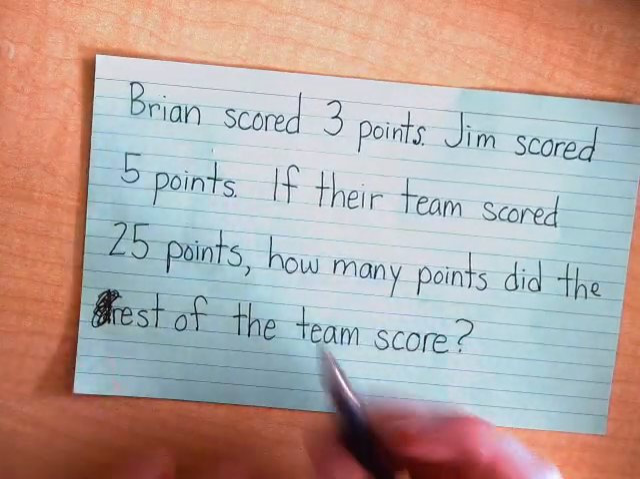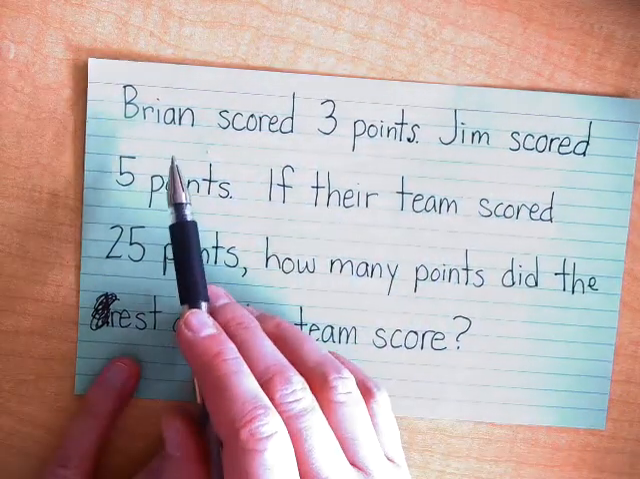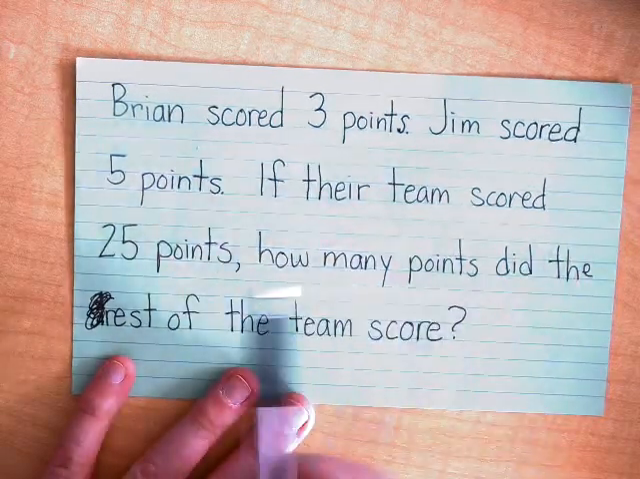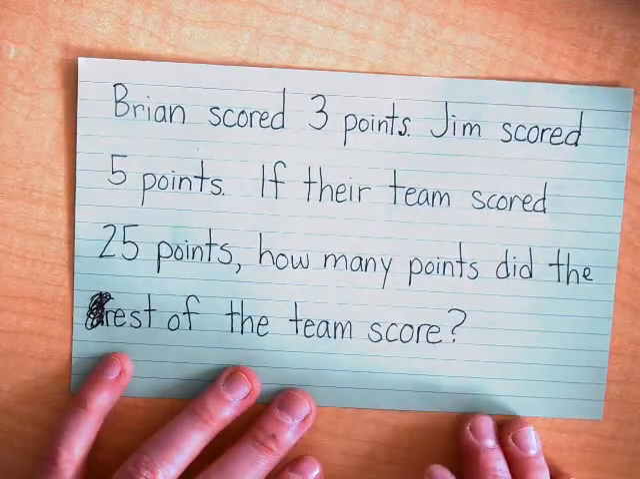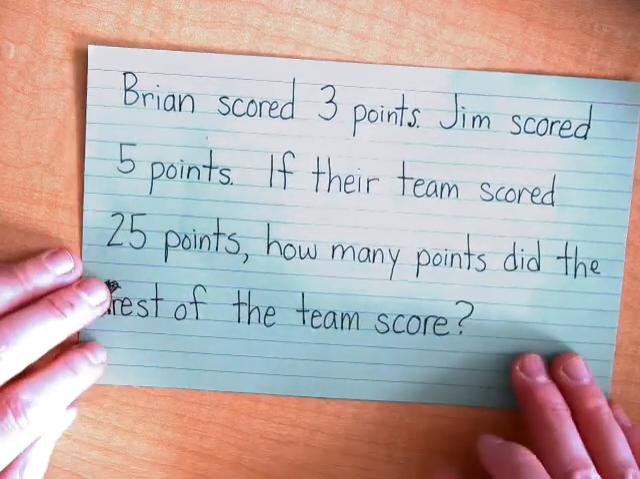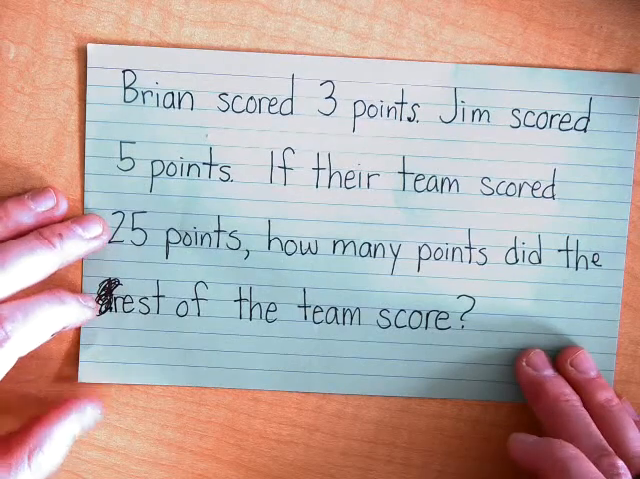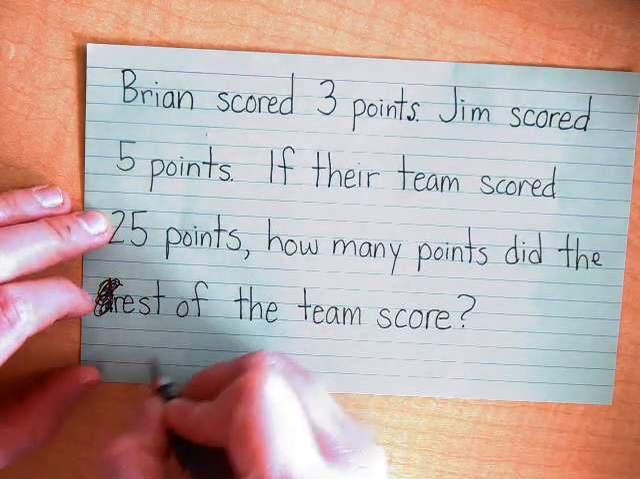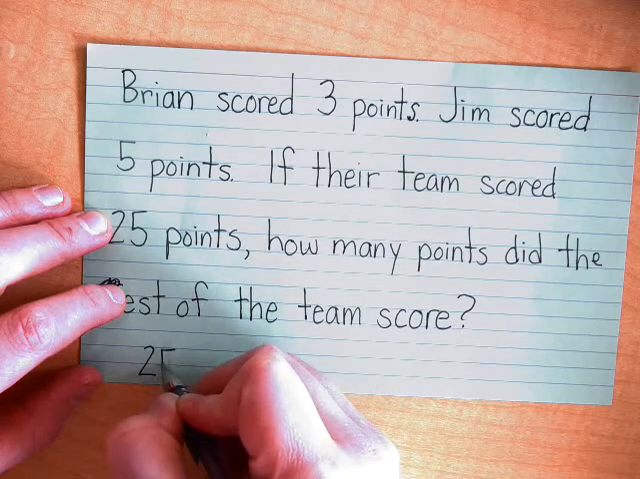So our number story is: Brian scored 3 points. Jim scored 5 points. If their team scored 25 points, how many points did the rest of the team score? Well, we know that the whole team scored 25 points altogether. So I'm going to write that down, because the whole team scored 25.